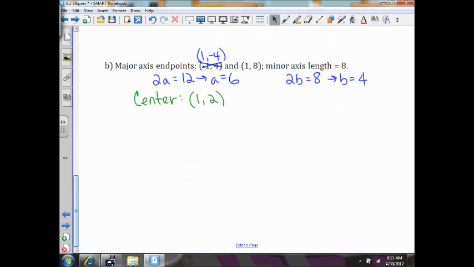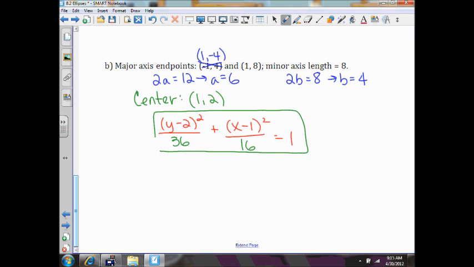So we're going to have (y minus 2) squared over 36 plus (x minus 1) squared over 16 equals 1. Your a value is 6, squared will be 36. Your b value is 4, squared will be 16. There's your equation. So you have to pay attention to which coordinate changes, the x or the y.